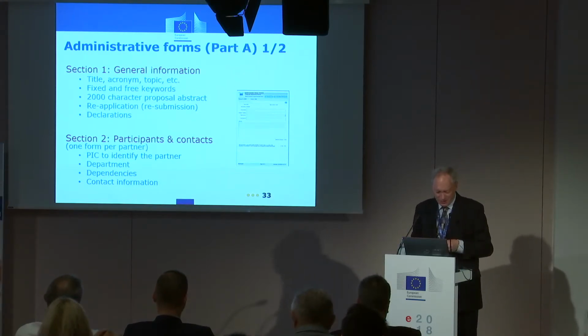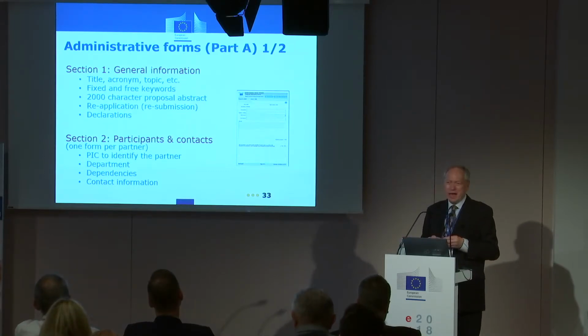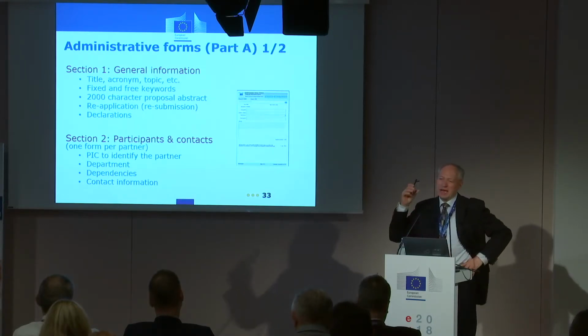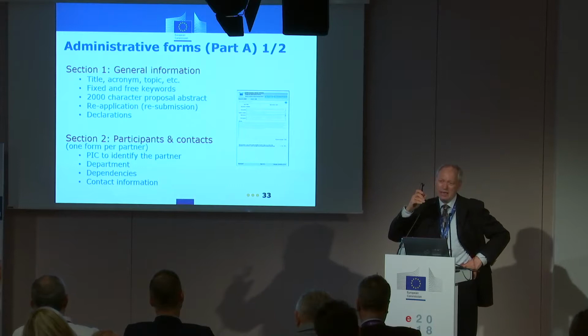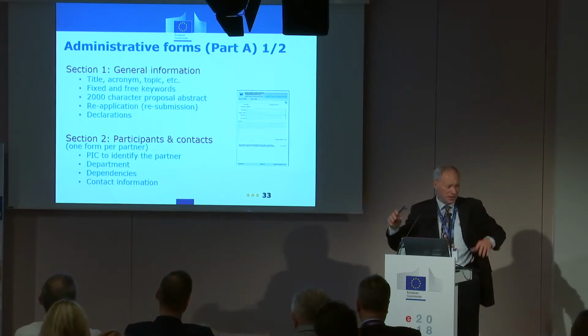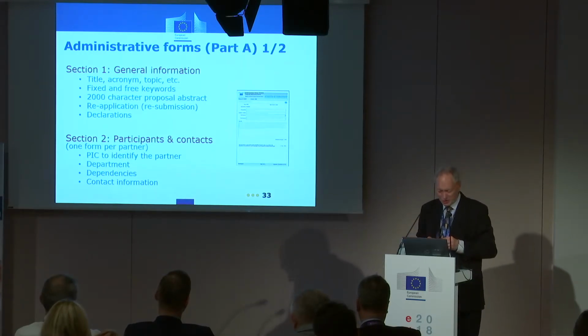Administrative forms have two parts. One, the general information on the proposal, its title, its acronym, the topic to which it refers, and so on. The proposal abstract, you tell us if your proposal is a reapplication or a resubmission, and it is only a resubmission if a very similar proposal was submitted to any call in the last 2 years before the call deadline. If you submitted something similar 3 years ago, you need not tick the resubmission box because we only go back 2 years.